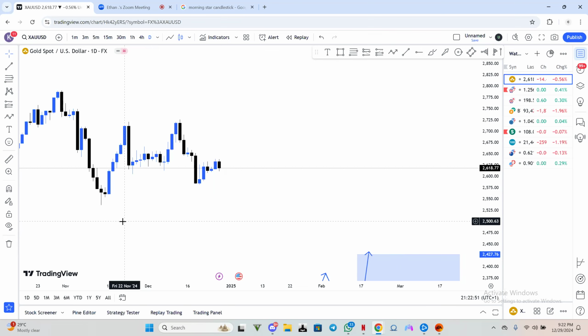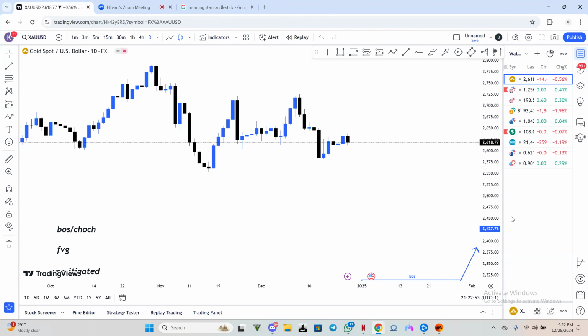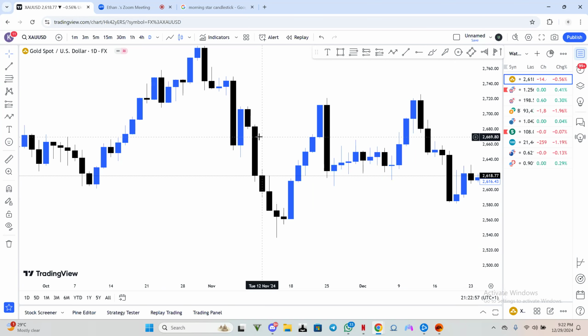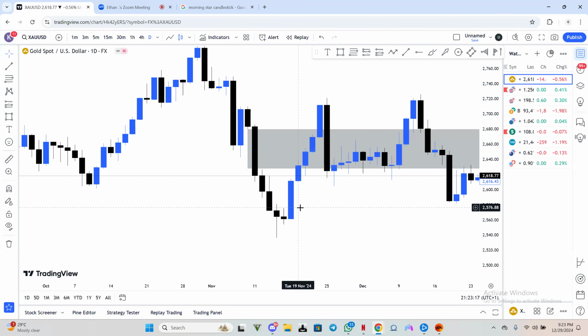A fair value gap is a gap between three candles. When there's a gap between three candle wicks, you can see this one, two, three. Now look at this first candle wick, look at this third candle wick. There's a gap between them. They are not close to each other like this. It is far from each other. So the gap is what you are going to mark out as your fair value gap. Do you understand now? You need to make sure there is a gap. It is that gap you call a fair value gap.